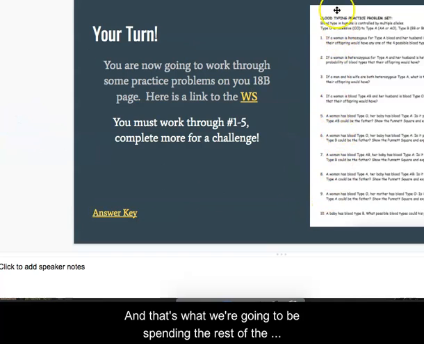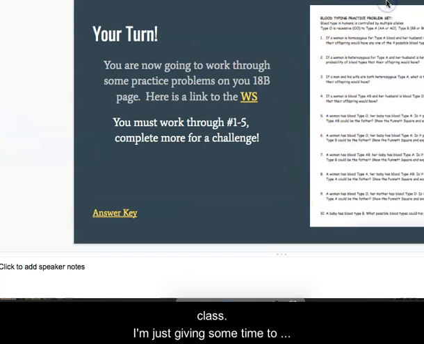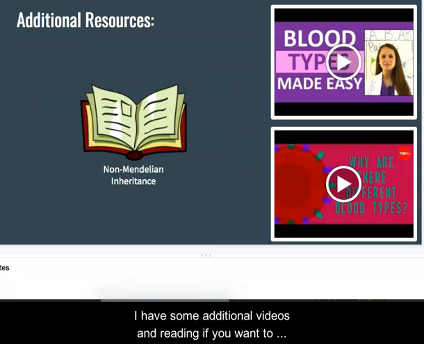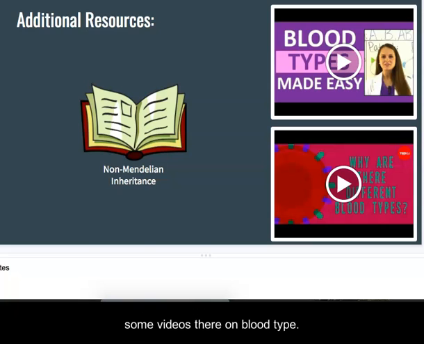And that's what we're going to be spending the rest of the class period on, just giving some time to work through either old genetics problems or these blood typing genetics problems, whatever you need. I have some additional videos and reading if you want to learn more about non-Mendelian or exceptions to the rule of the basic Punnett squares, and then some videos there on blood typing.